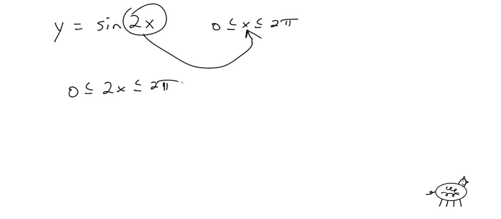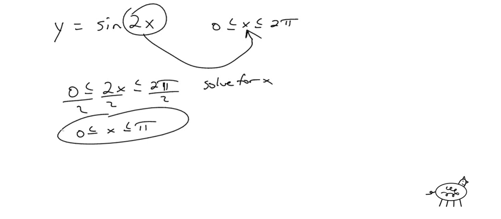Then basically we're going to solve for x. So we're going to divide both sides by 2, and you get 0 less than or equal to x less than or equal to pi. This is pretty key here, math fans. We're going to get a couple things off of this. First of all, I can get the period. The period is going to be the right side minus the left side, which is pi minus 0, which is pi.